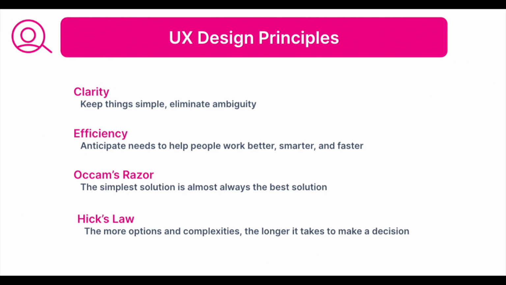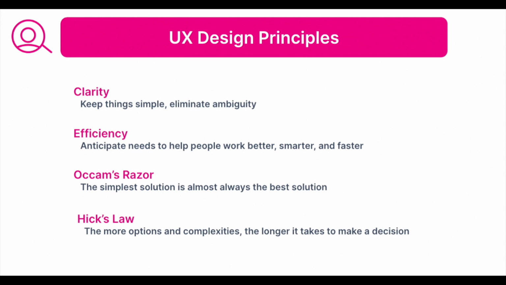Clarity. Keep things simple. Eliminate ambiguity. This might include reducing the number of extraneous fields on a page layout. Efficiency. Anticipate needs to help people work better, smarter, and faster. Can you think of ways to serve up information or support to users in a process before they even need to ask for it?